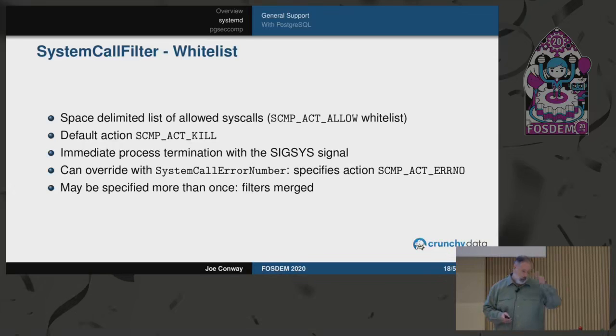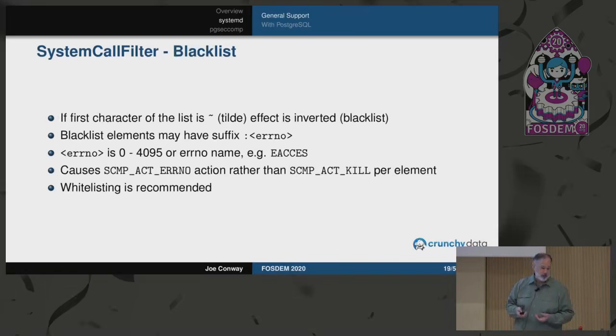So the first parameter that you use in systemd is SystemCallFilter. It's basically how you set up a whitelist. The default action will be kill, and it's kill with a SIGSYS signal. Seccomp does that. It's a non-blockable signal, so the process is going to get killed no matter what. You can override that with SystemCallErrorNumber, which will basically let you supply an error number that will be used for the error action instead of killing the process. And you can specify it more than once in your systemd control file.